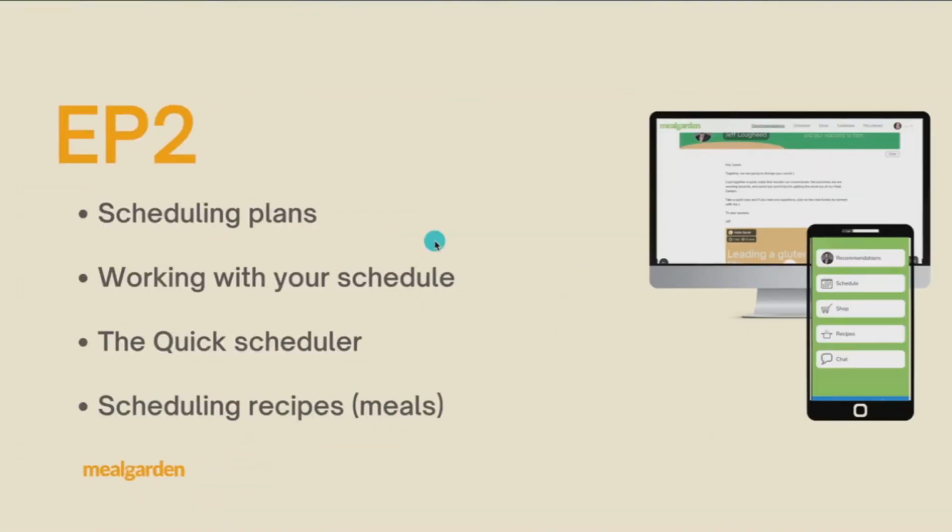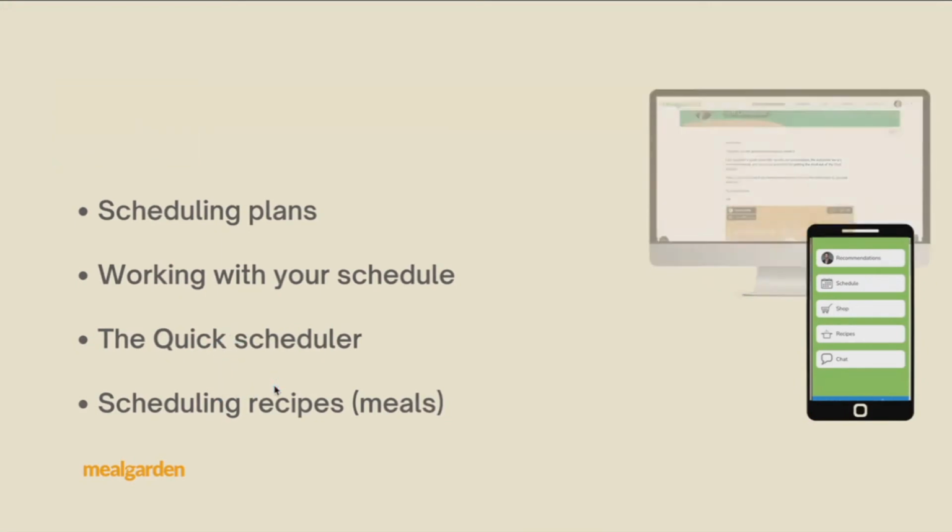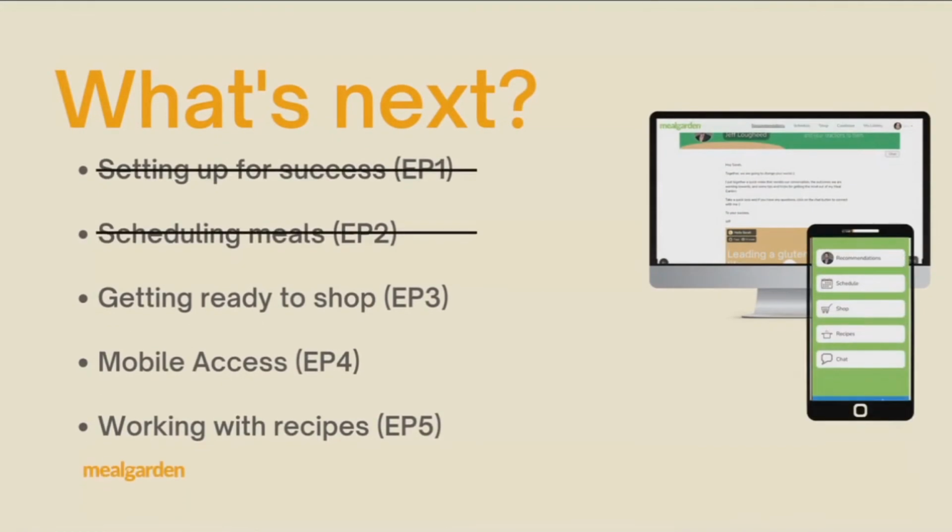So we looked at scheduling plans, working with the schedule, showed you the quick scheduler, which is a super cool tool within the collections. And then we looked at just scheduling recipes, hitting that schedule button, right? What's up next? Now we're going to get ready for shopping. So we'll see you over in episode 3 for shopping. And if you didn't watch the other episodes, go right ahead, they're all available for you.